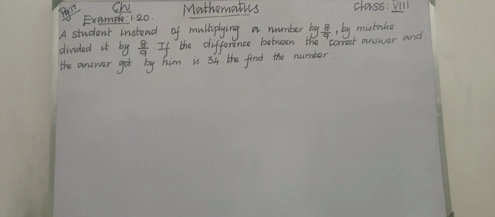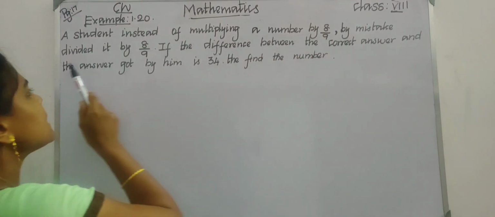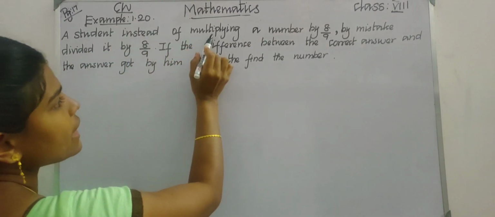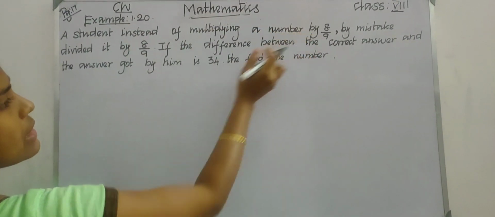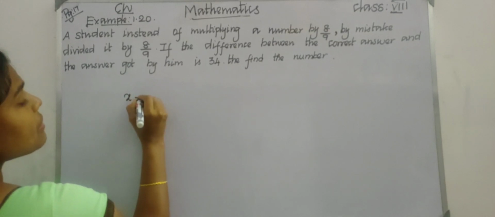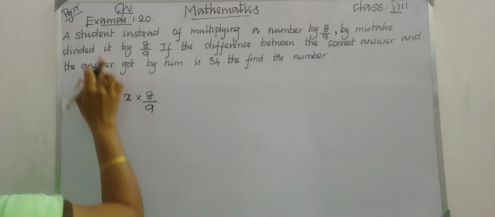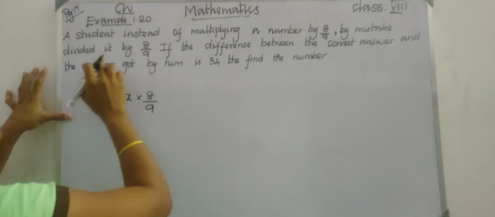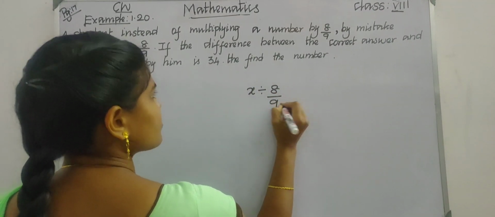Okay, let us read the question. A student, instead of multiplying a number by 8 upon 9, by mistake divided it by 8 upon 9. So he needs to multiply by 8 upon 9, that is x into 8 upon 9. Instead, by mistake he divided it by 8 upon 9, that is x divided by 8 upon 9.